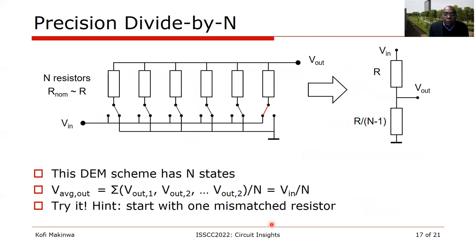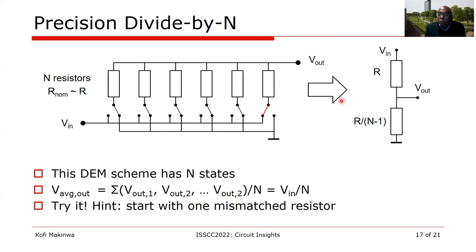Okay. Can we take this further? Yes, it turns out that by using the same principle, I can extend this to make a precision divide by N. So not just divide by two, I can make a divide by N. And now I'm doing essentially the same thing. I'm using a bunch of switches to swap the position of N resistors so that effectively I'm creating this circuit over here.